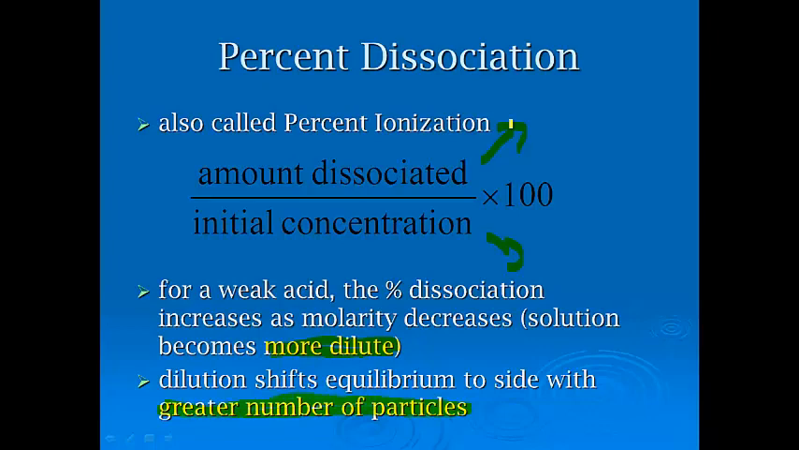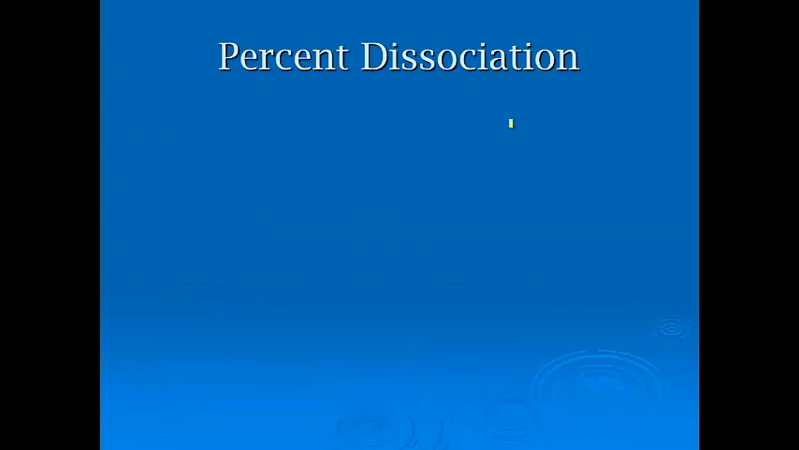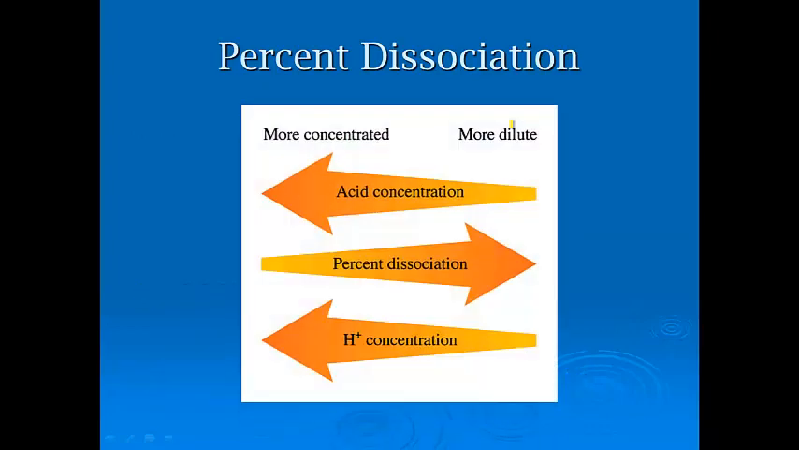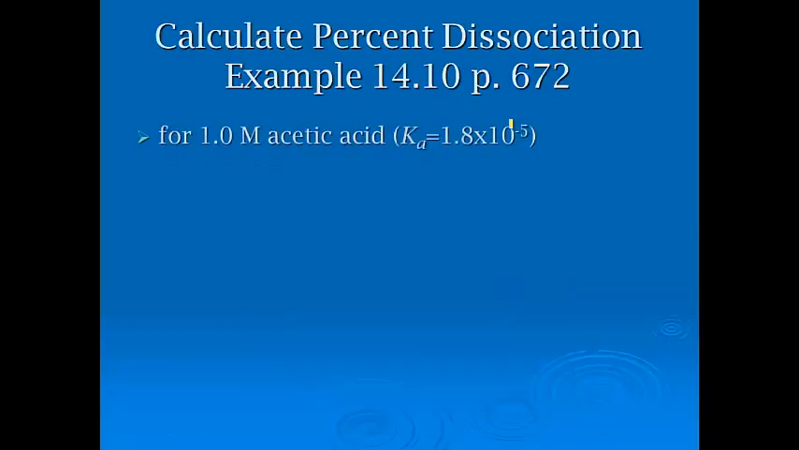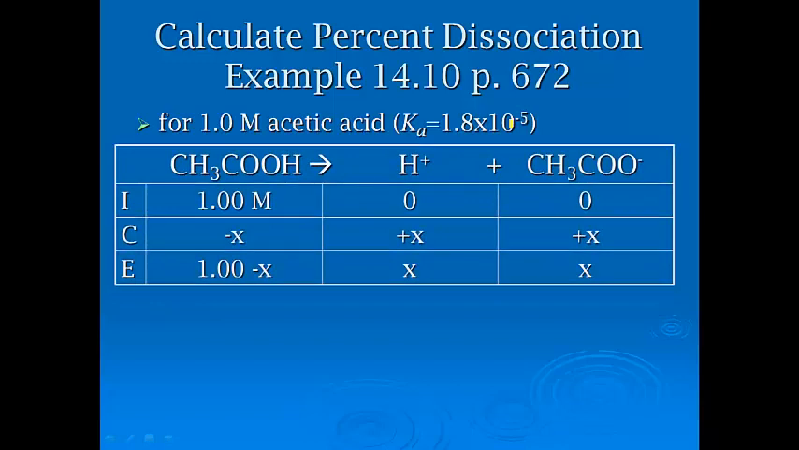If you dilute it, it's just like increasing the volume, it's going to have more room to move, so it'll go to the side with more particles. And this is just showing you, more concentrated, more dilute, what's going to happen to these different acid concentrations versus percent dissociation, etc. And some of them are going to be directly or indirectly related. Okay, so let's calculate percent dissociation.